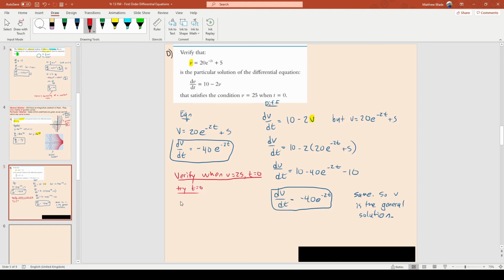Now here you go then. It's going to be v, well, because it's this equation, v equals 20e to the minus 2t plus 5, which means that v equals 20e to the 0 plus 5. Anything to the power of 0 is 1, so this is v equals 20 times 1 plus 5, which means v is 25. Bish bash bosh, which is what it was supposed to be, so that's also confirmed.